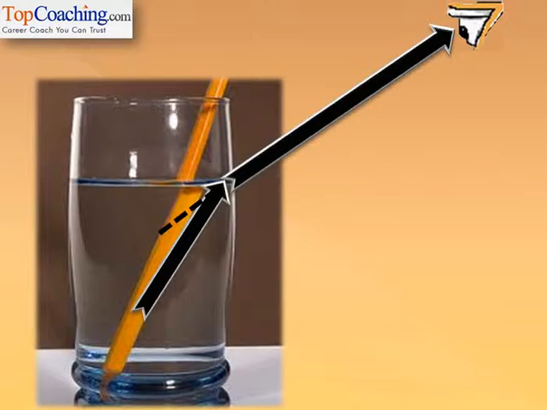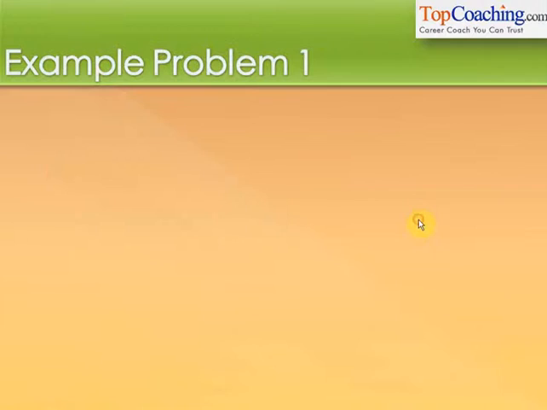Understood? You can see that light here is getting bent as it travels from water to air. Now we have just touched upon the topic of refraction. We've just seen what it is. But already we are ready to solve a problem.